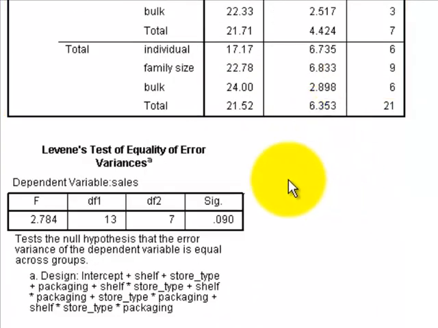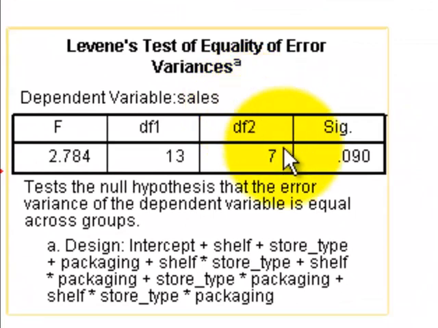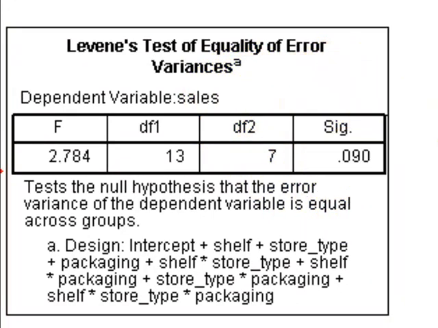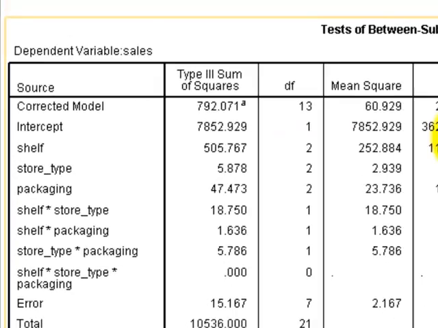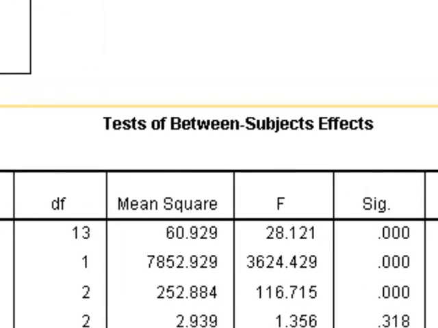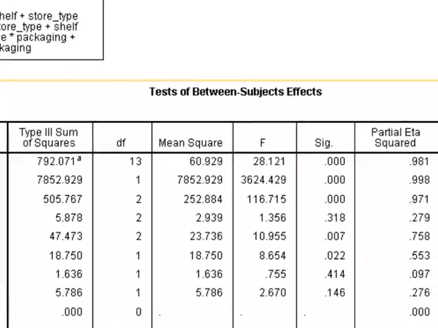But we need to look at the Levene's test. So it did not violate the assumption of homogeneity of variance, right? Because this number is greater than 0.05, so we get to go on. So here's our main ANOVA table, and we're going to use this to answer practically all of the questions down below.